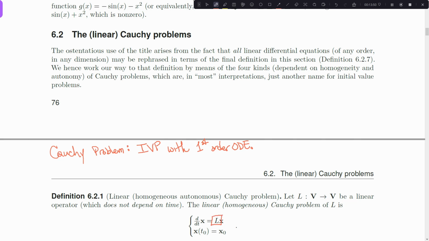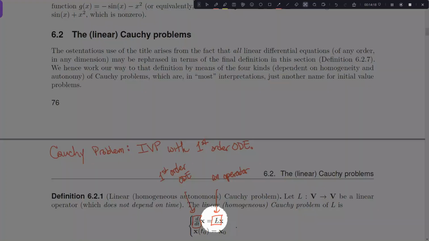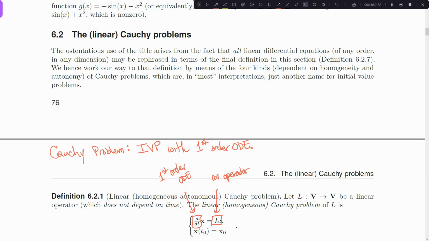in fact, it's a little broader than that because the right-hand side is allowed to be an operator. So notice the left-hand side, here's your first order ODE, and then the right-hand side is allowed to be an operator. And this is why you can extend this to PDEs, because if the L manages to be like a partial differential operator, then all of a sudden you're focused on PDEs. But for now, we're going to be working in finite dimensional ODEs.